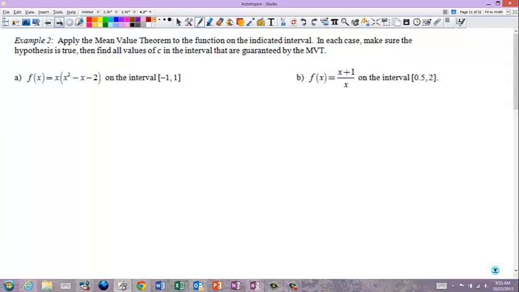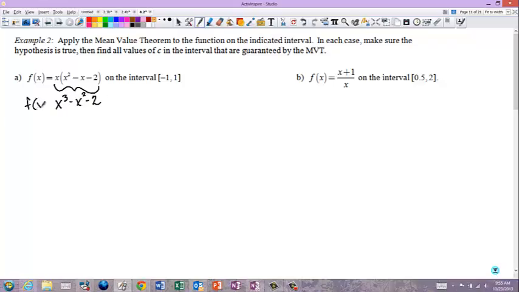All right, let's actually use the question. Apply the mean value theorem to the function on the indicated interval in each case to make sure the hypothesis is true. Then find all values of c in the interval that are guaranteed. First of all, is this continuous? Well, it's just a polynomial, so yes, it's continuous.